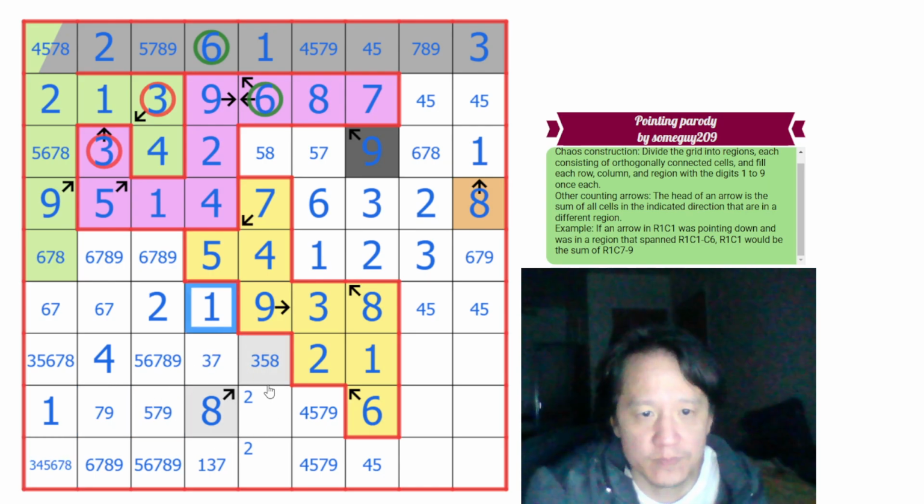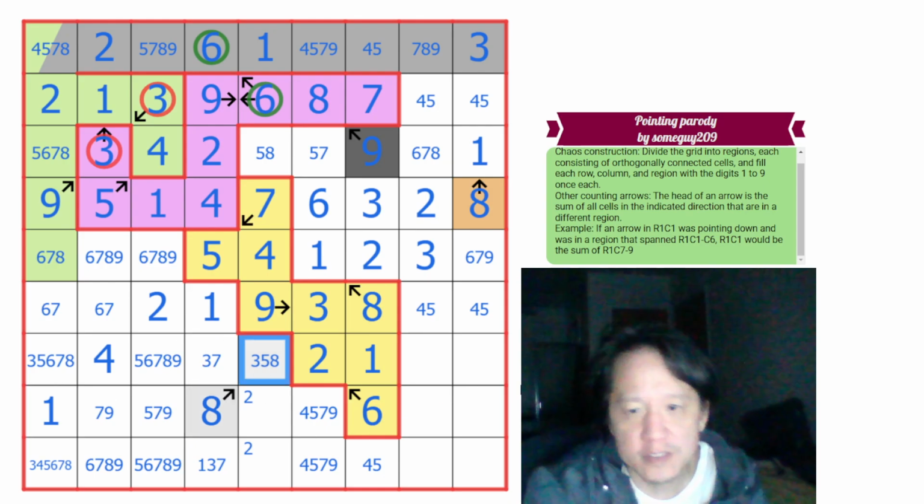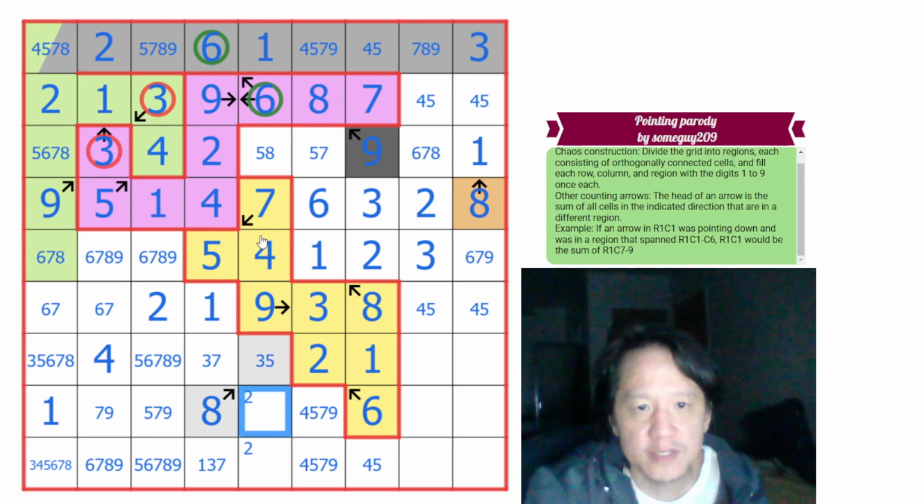Okay. These are obviously... Okay, this can't be an 8 because it's in the same region as this. So this is 3 or 5. This can't be 8. This is 2, 3, or 5, and this could be 2, 3, 5, or 8. So this can't be 1.